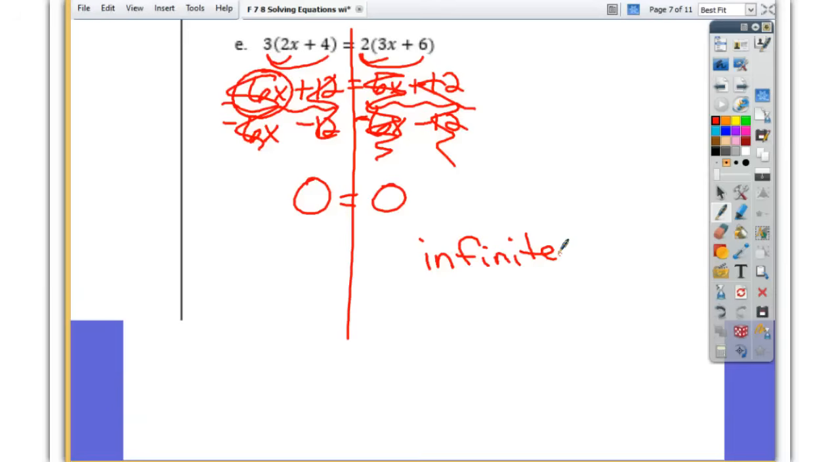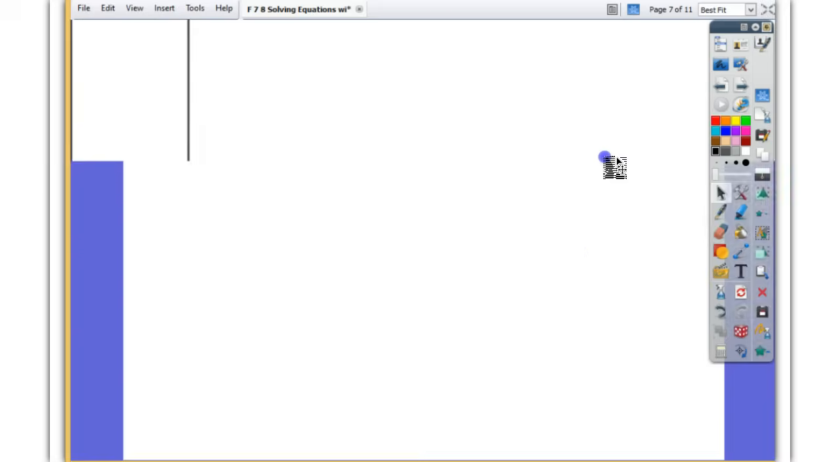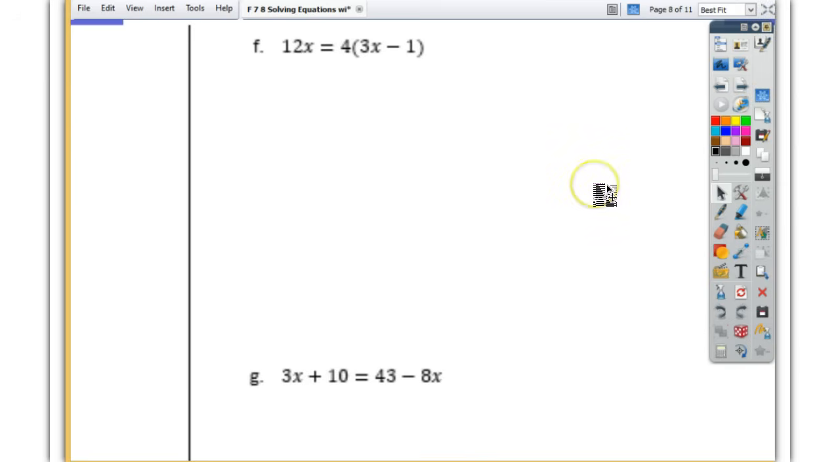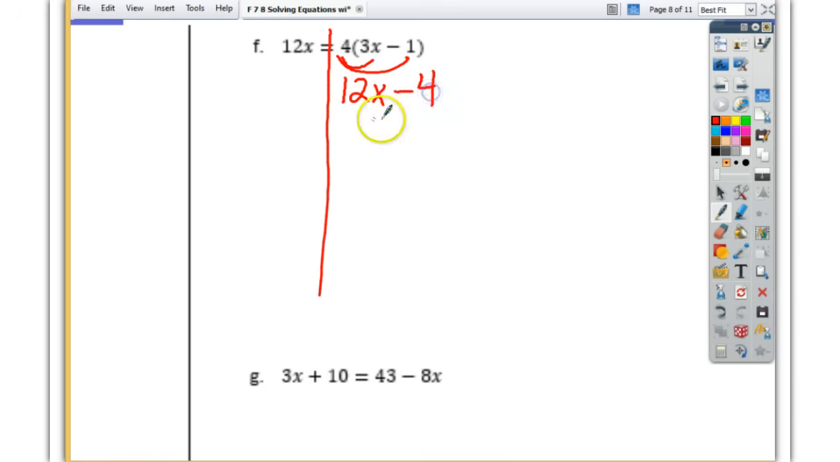All right, one more, letter F. All right, so we draw our line. And we do the distributive property first. So 4 times 3x is 12x. 4 times a negative 1 is what? A negative 4. Bring down 12x over here. Now I have to do what? Red Rover, from left to right or right to left? Right to left.